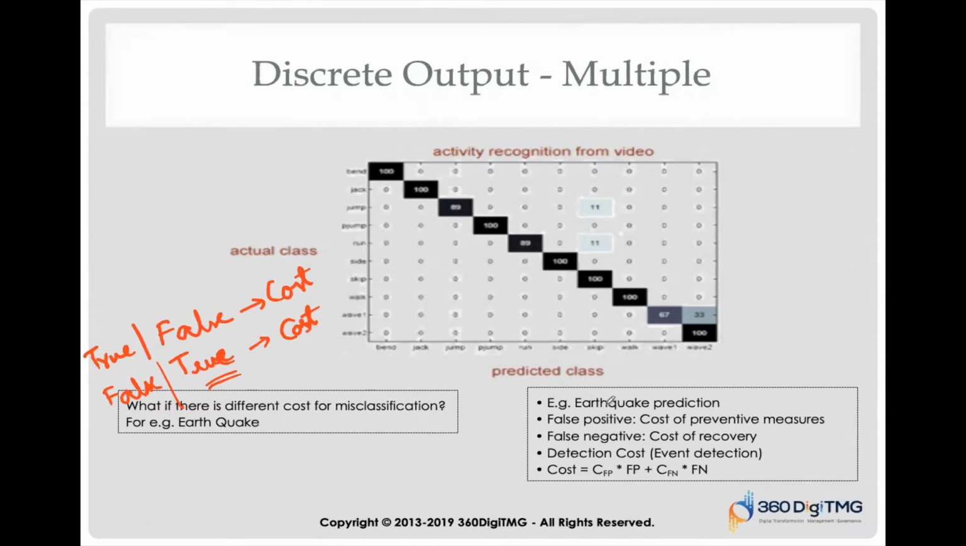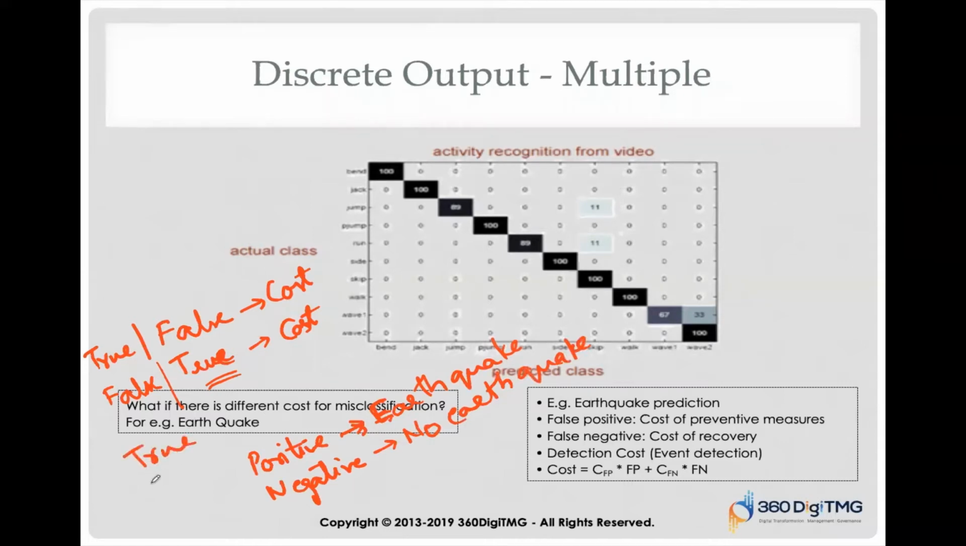Okay, let us discuss this example of earthquake prediction. We have a positive class and a negative class. When do you say something is tested positive? When you have the disease, right? For example, you say that you are tested positive. In that way, when we say positive, that means an earthquake would occur. Negative means no earthquake will occur.